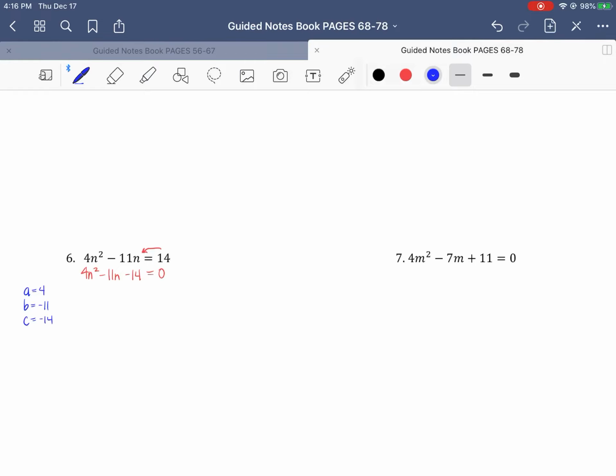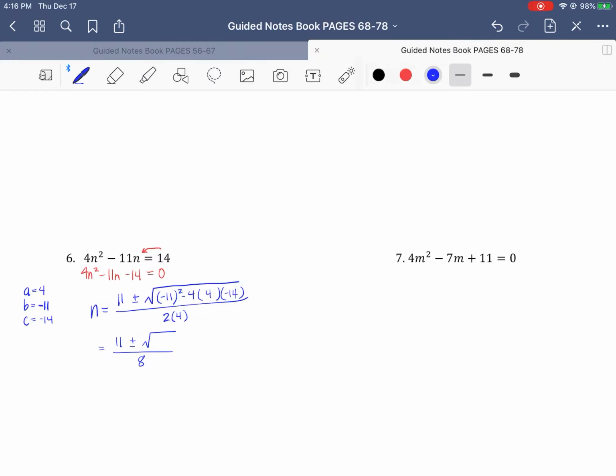So once we have that, we go ahead and say n is equal to -b. So again, b over here is a -11. So I do the opposite of that. So we go 11 plus or minus the square root of b squared minus 4 times the a value times the c value. So we've got 4 and -14 all over 2a. If we start to simplify that, we've got a square root here and we've got 8 on the bottom. So again, go ahead and plug that into your calculator.